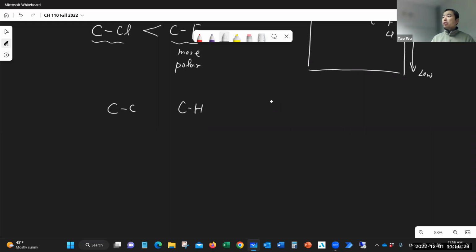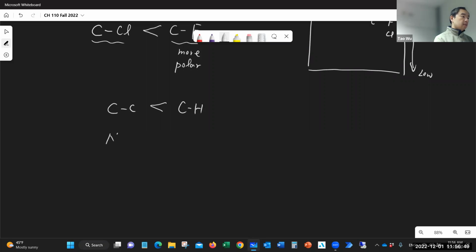So obviously it's the carbon-hydrogen bond, because for carbon-carbon both are the same, so the difference is 0. But carbon-hydrogen at least has different elements, right? So they always have some difference. So definitely the carbon-hydrogen bond is more polar than the carbon-carbon bond. That makes sense, right?